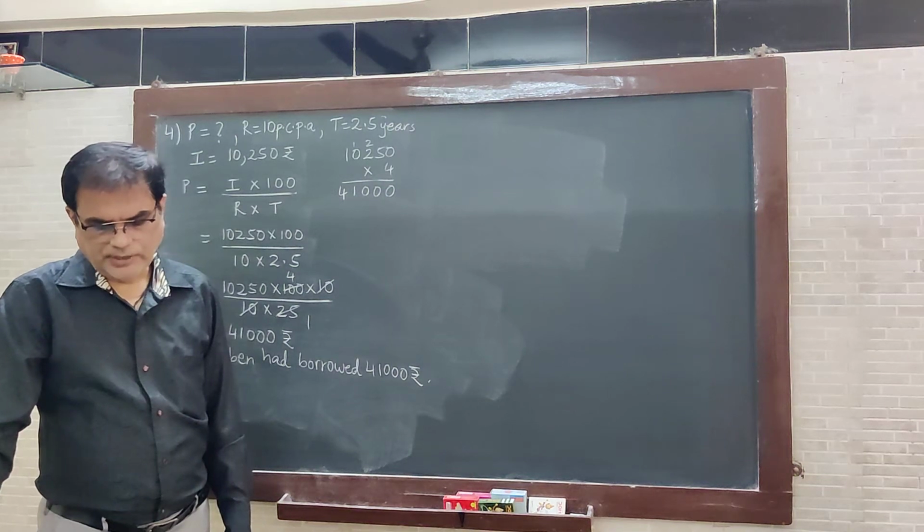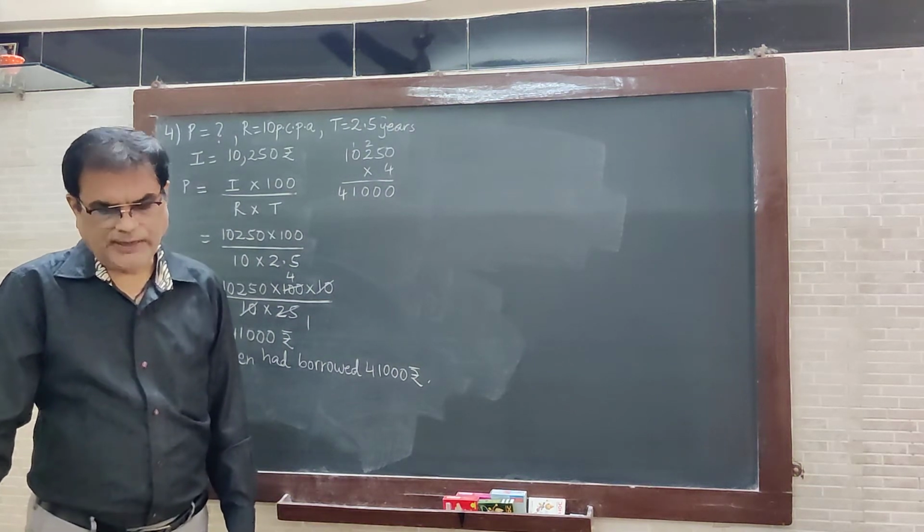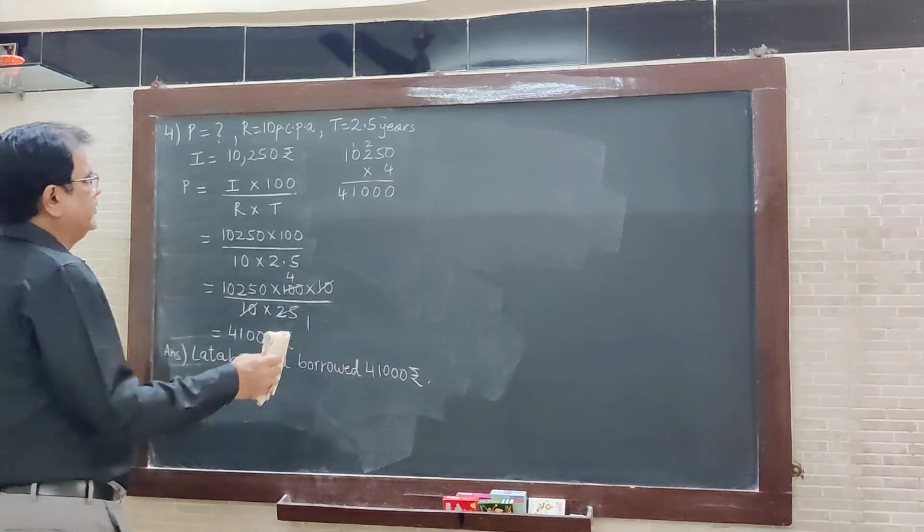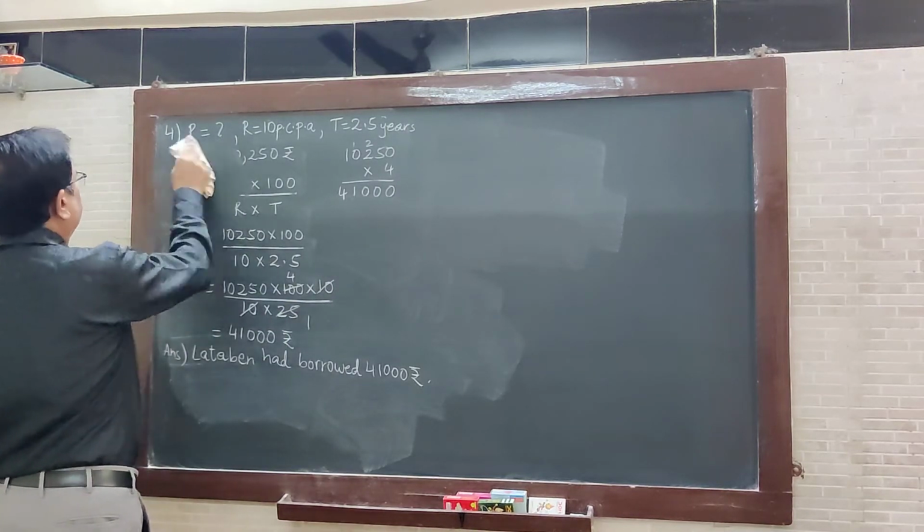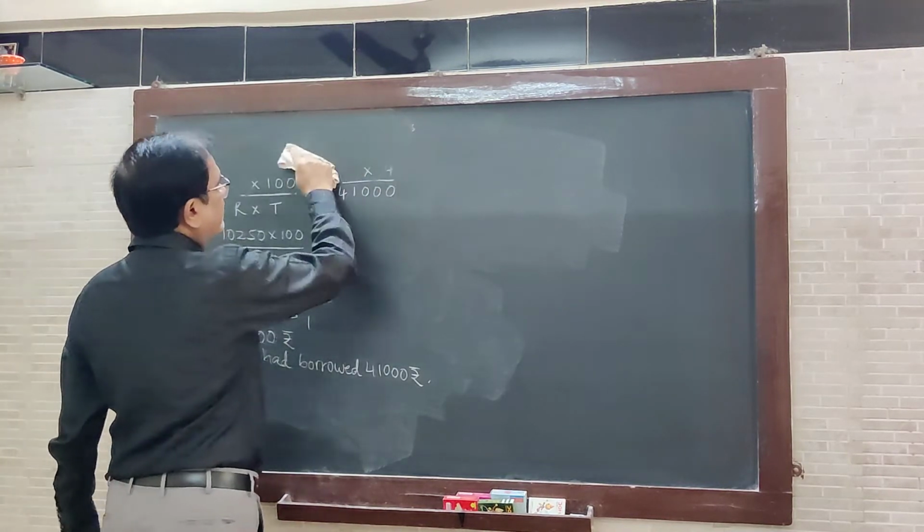Now we come to sum number 5. Sum number 5 is fill in the blanks. Fill in the blanks is not so easy that it is only fill in the blanks. You have to solve all the sums one by one.